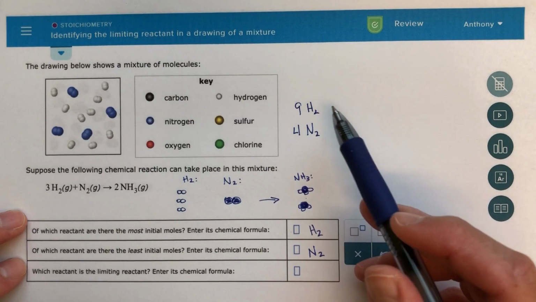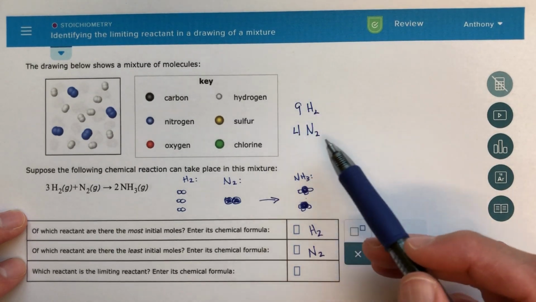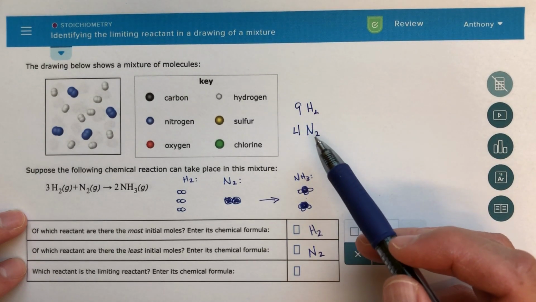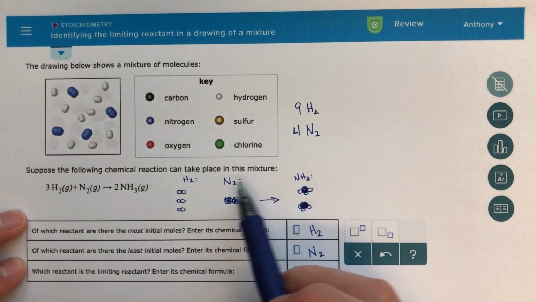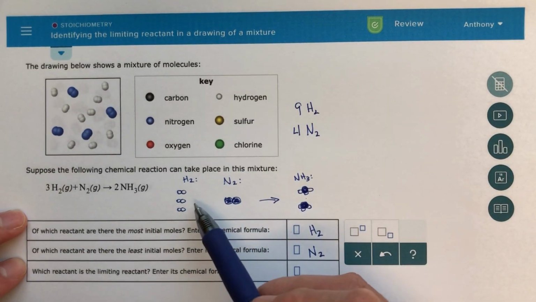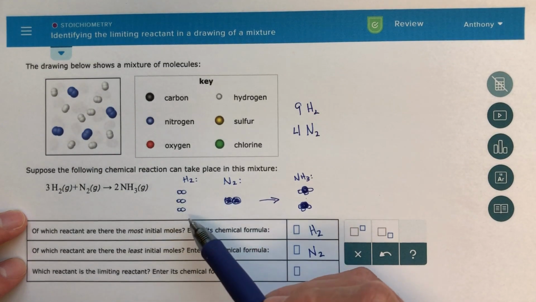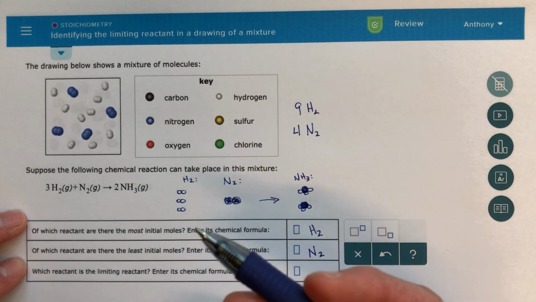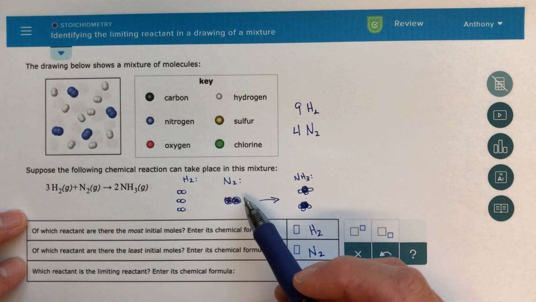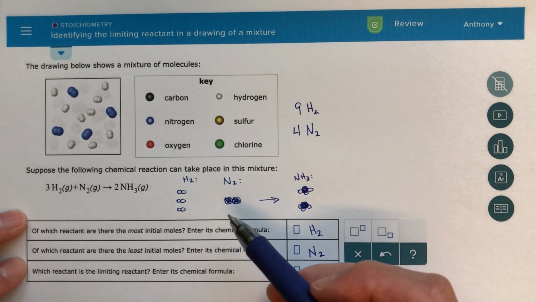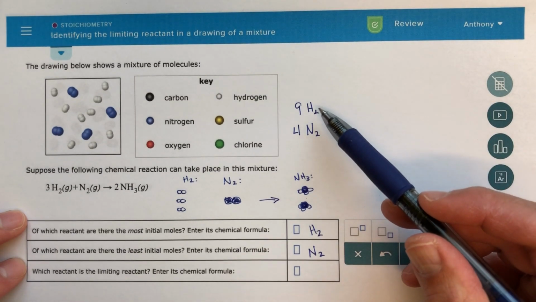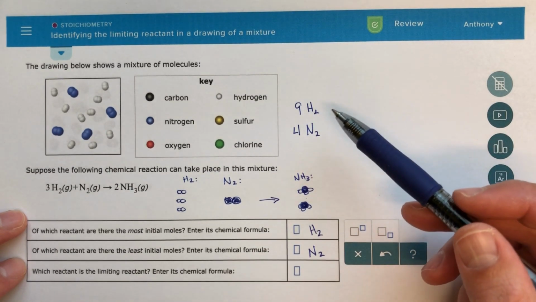And then based off of our initial numbers of H2 and N2, the question is asking which one is going to run out first. So if every reaction requires 3 moles of H2, well, we're going to consume the H2 3 times as fast as we're consuming the N2. Each reaction only requires 1 mole of N2. So even though we have more H2, we're actually going to be using it up more quickly.